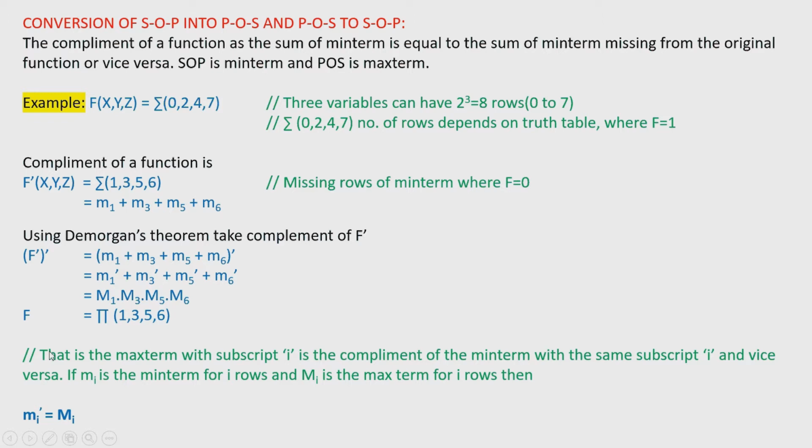So here it is explained that the maxterm with subscript i, which is 1, 3, 5 and 6, is the complement of the minterm with the same subscript i, and vice versa. That is, if mi is the minterm for the ith row and Mi is the maxterm for the ith row, then mi complement, that is m1 complement, is equivalent to M1. So this way we can convert the SOP to POS, and similarly we can also convert the POS to SOP.